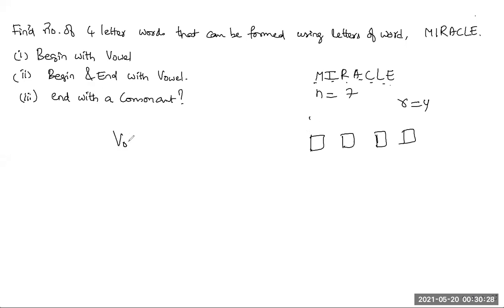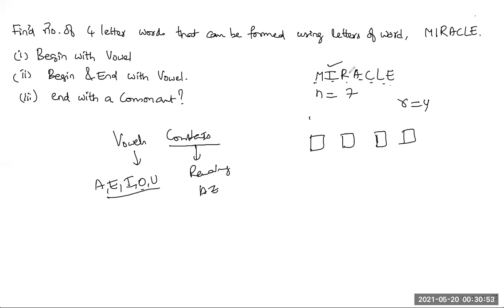So what are vowels and what are consonants? You should know the difference first. Most of you will know that, but I'll repeat it anyway. Vowels are A, E, I, O, U. Any of these letters is a vowel, and everything else in A to Z is considered a consonant. So in the given question, I is a vowel, A is a vowel, and E is a vowel. So there are 3 vowels in the question, I, A, E, and the consonants are M, R, C, L.